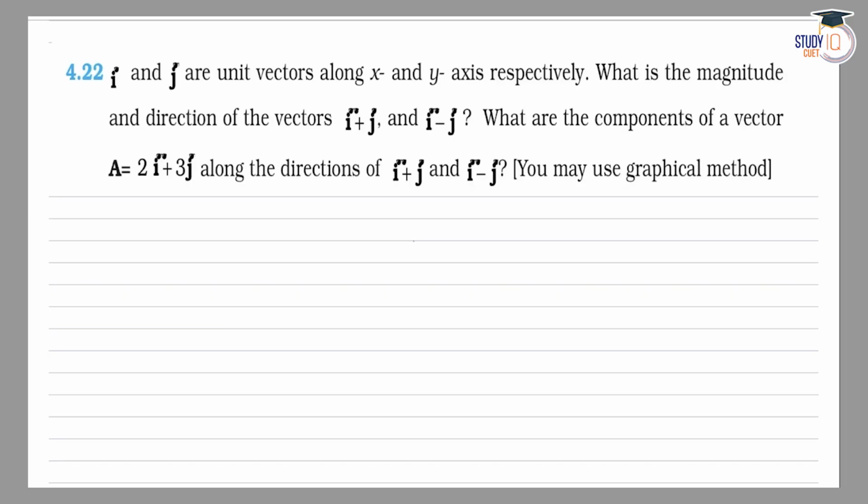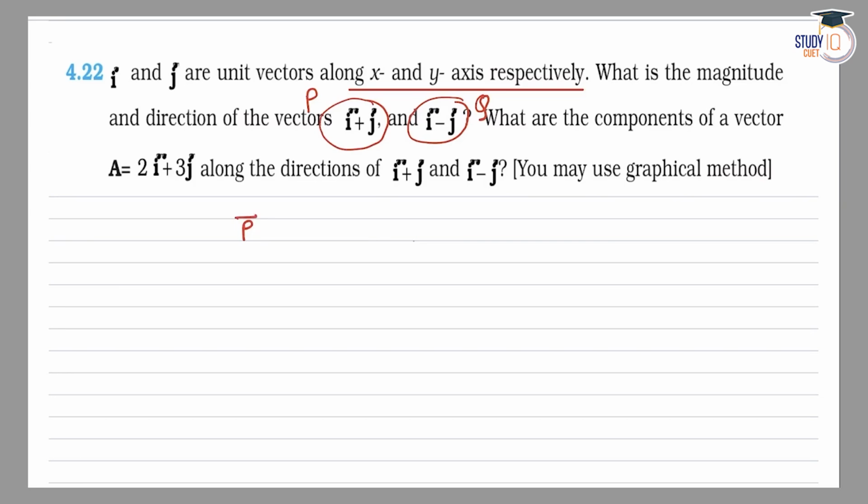NCERT Physics Class 11th, 4th chapter, which is Motion in a Plane, question number 4.22. i and j are unit vectors along x and y respectively. What is the magnitude and direction of vectors i plus j and i minus j? So here we have been given two vectors, i plus j and i minus j. Let us assume this is the p vector and this is the q vector. So we have to find the direction and magnitude of p and q.